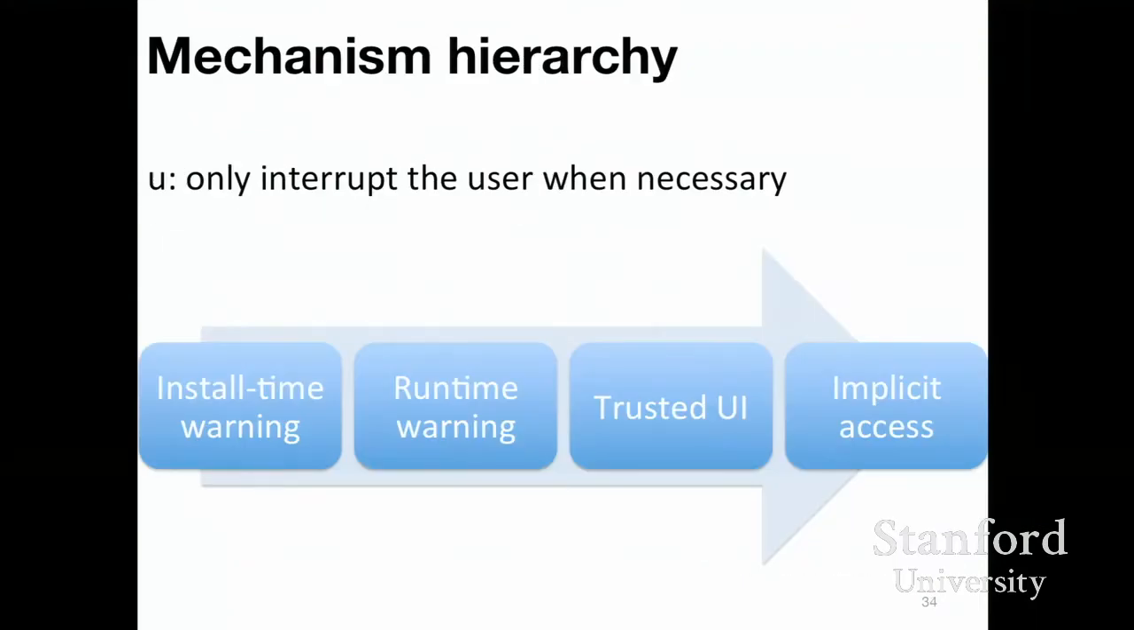So looking at all these permission granting mechanisms, if our utility function is to only interrupt the user when absolutely necessary, we can build a hierarchy here. Least utility is the install time warning, because users see these every single time. And the best case would be the implicit access, where users aren't being asked at all to make any decisions.